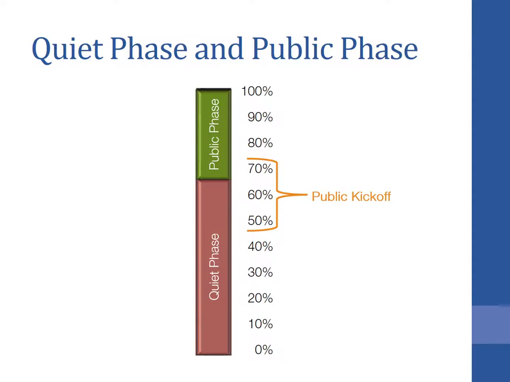So you have to be careful about when you go public, and that's why you generally want to wait till you're at least at 50%, perhaps as much as 75% of goal before you announce it to the broad community.